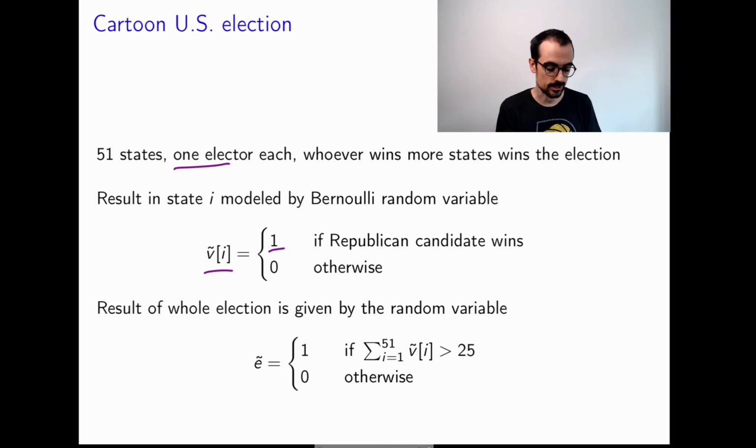The result of the whole election is going to be E. It's going to be equal to 1 if, when you sum up all the states won by the Republican candidate, it's greater than 25. Okay? If that happens, then the Republican candidate wins the election.